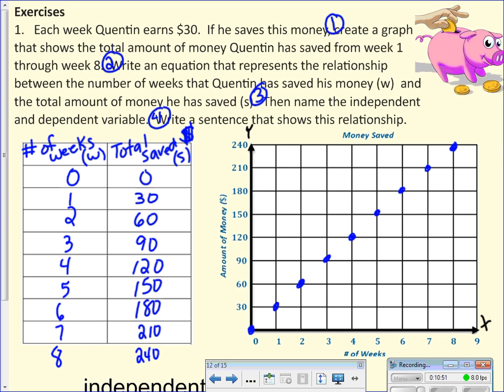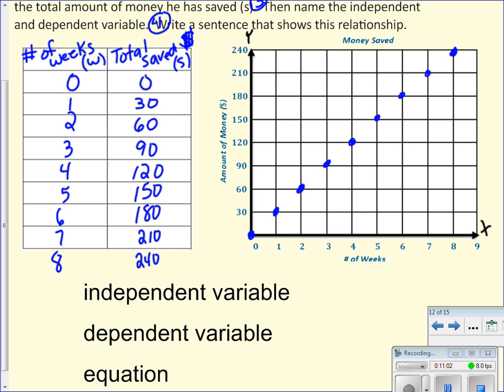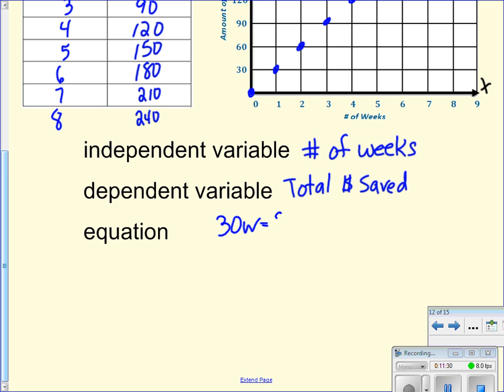Now again, we're not plotting the points. We're looking at whole amounts. So now what would our independent variable be? What's the independent variable? Yeah? What's our dependent variable? What's our equation? 30W equals S. Good. 30W equals S. They said to write a sentence. I'd rather see you write an equation. So I'm making an executive decision. We're going to write an equation instead of a sentence. Yay. All right, let's continue.